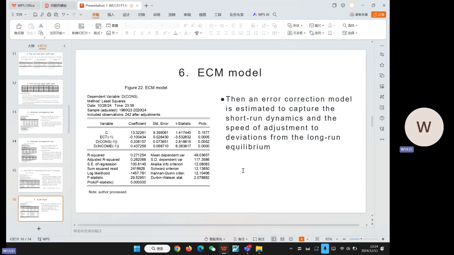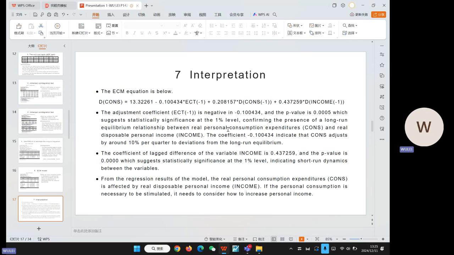Next, an error correction model is estimated to capture the short-run dynamics and the speed of adjustment to deviations from the long-run equilibrium. This is the next one, the interpretation of the results.